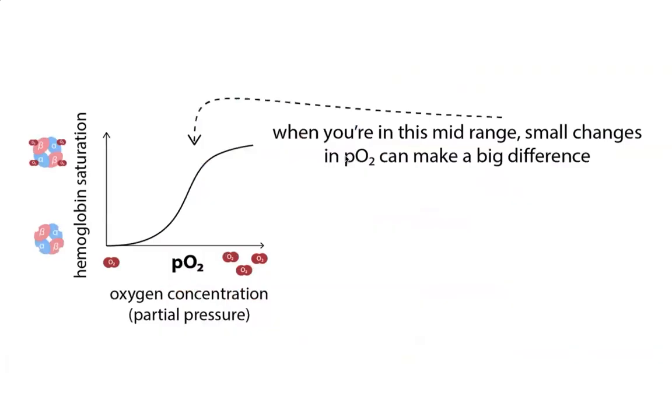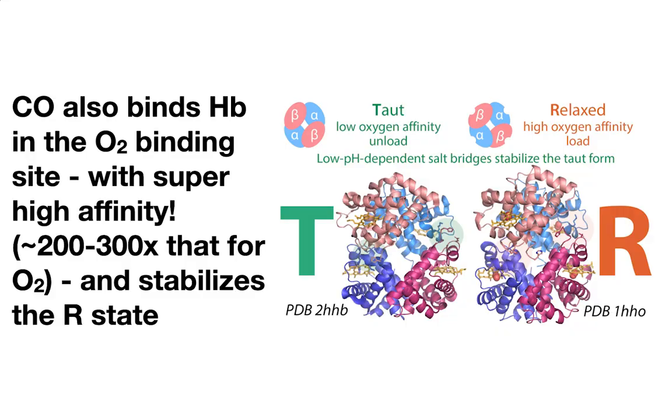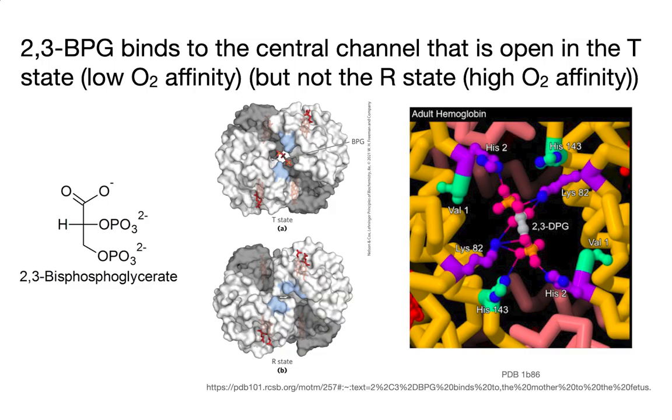Exactly what we need. And when we're in this mid-range, small changes in PO2 can make a big difference. So even if someone has low oxygen, we can give them oxygen and quickly help restore oxygen in their blood. But we'll talk about some things that can actually prevent this, some medical consequences, things like carbon monoxide poisoning.